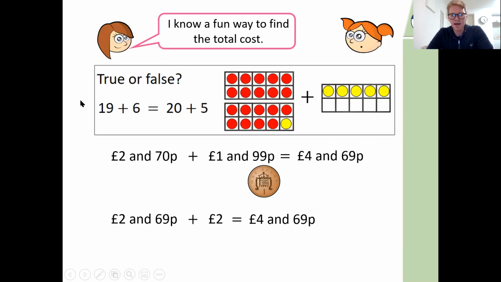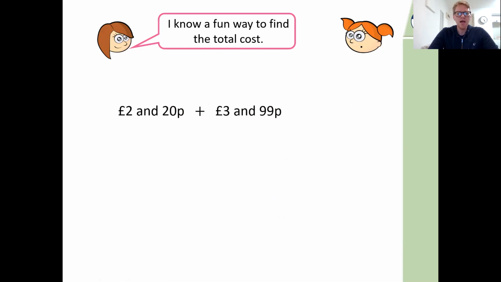And if we think back to that fact we saw earlier on, where we said 19 plus 6 is the same as 20 plus 5, we've done the same sort of thing here. We've almost borrowed or exchanged 1 penny from one side and put it on the other side, and that's helped us out. So have a go at that same strategy to calculate this then.